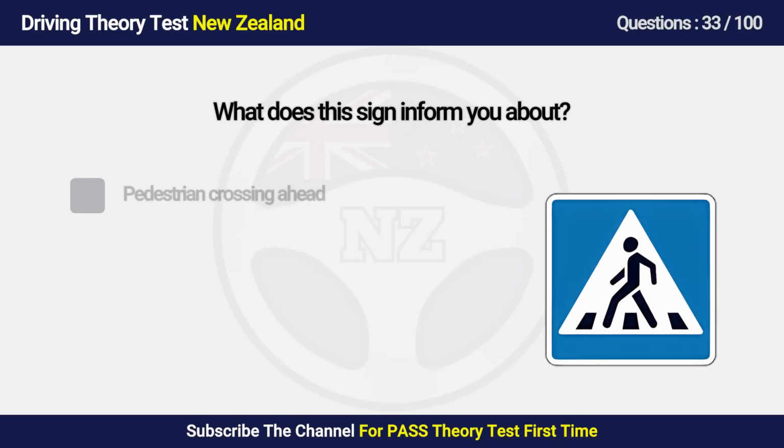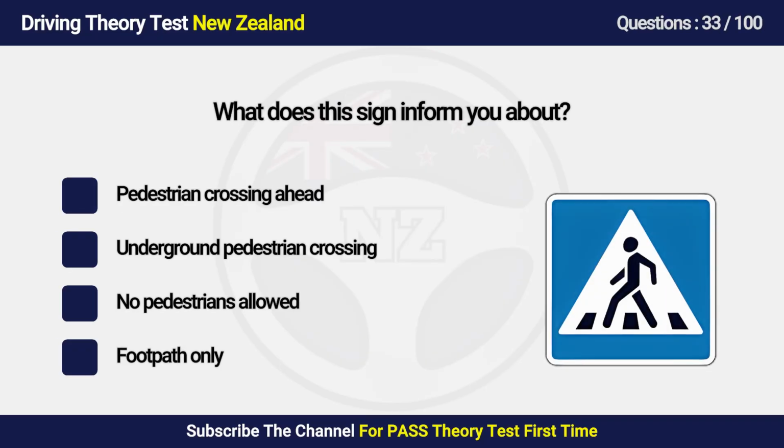Question 33. What does this sign inform you about? A. Pedestrian crossing ahead. B. Underground pedestrian crossing. C. No pedestrians allowed. D. Footpath only.